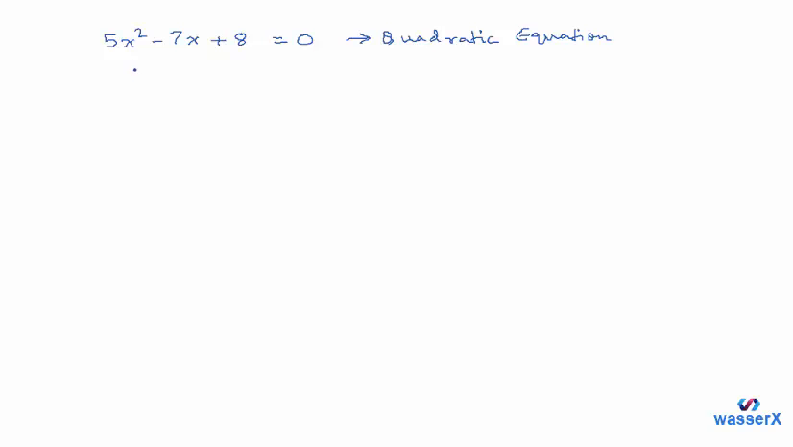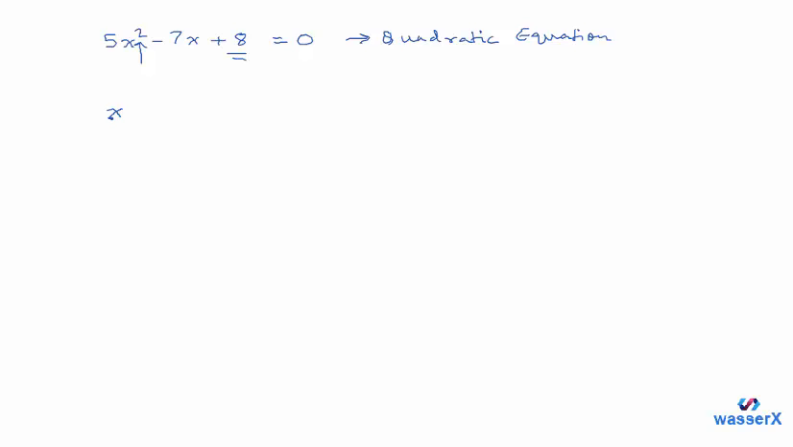Because as you see over here, the highest power of the unknown, which is x, is 2. You have 3 terms. This plus 8 is a constant term. It doesn't have any x in it. This one has got an x raised to the first power, and this one has got x raised to the second power.